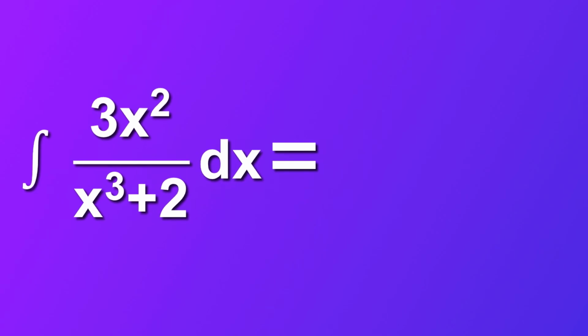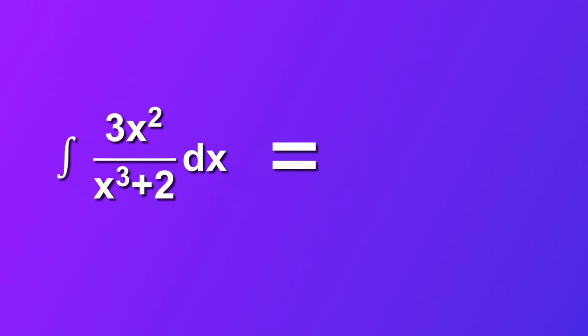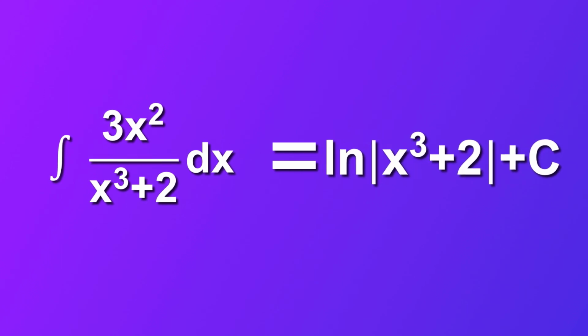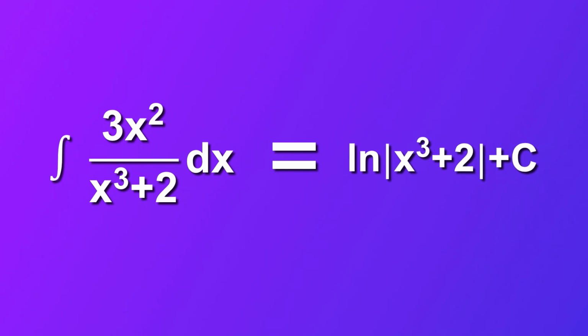Finally, the indefinite integral of 3x squared divided by x cubed plus 2 by dx is equal to the natural logarithm of the absolute value of x cubed plus 2 plus constant c.